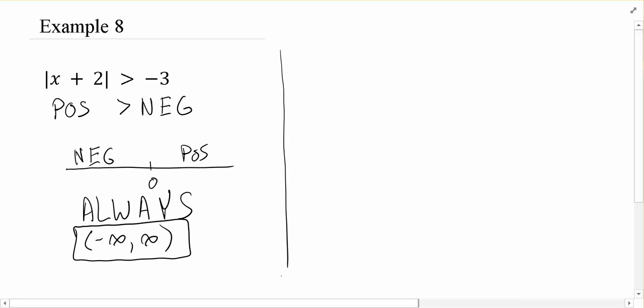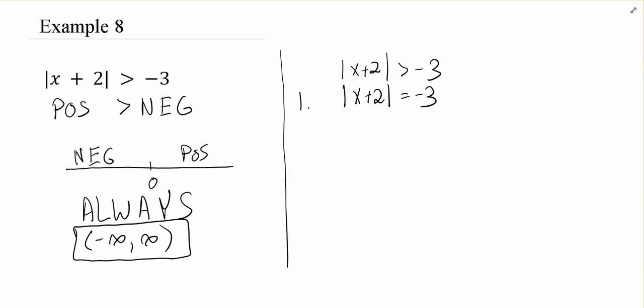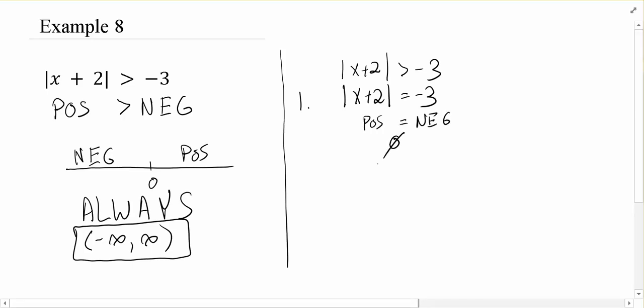Now, if we went with the 3-step approach, let me go ahead and rewrite the problem real quick. Step 1 would be pretend like this is an equation. Step 2 is plot them, but let me actually finish step 1. Step 1 is to solve it as though it's an equation. Well, absolute value equals a negative. When does a positive equal a negative? That's never. But we can't stop there. If we're going to do the 3-step process, we better do all 3 steps of the 3-step process.